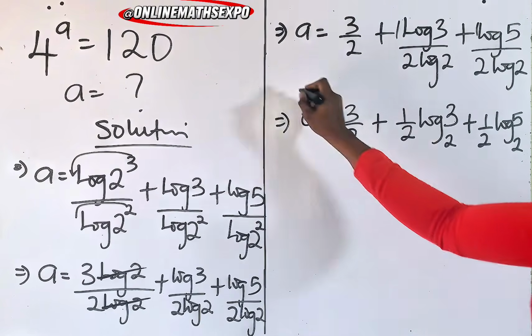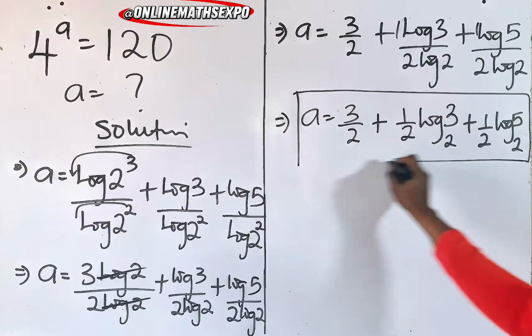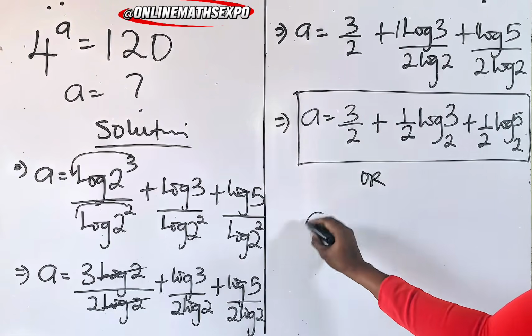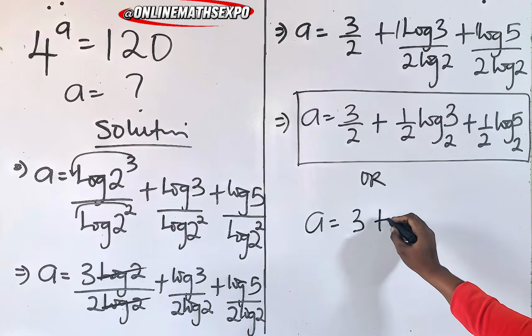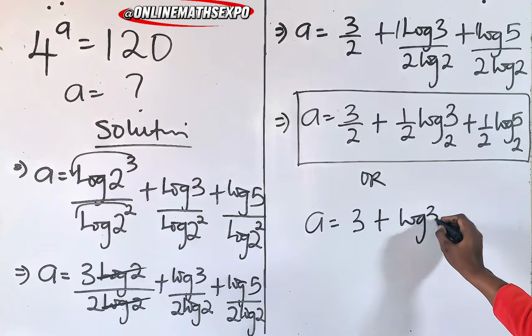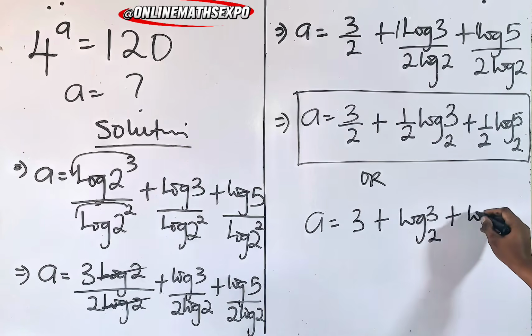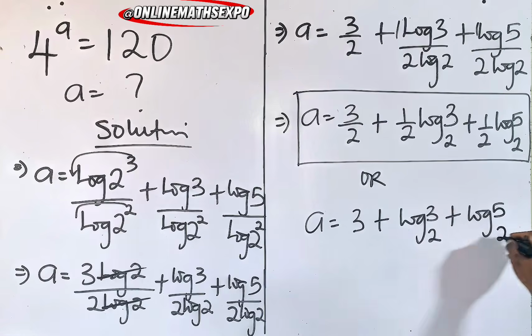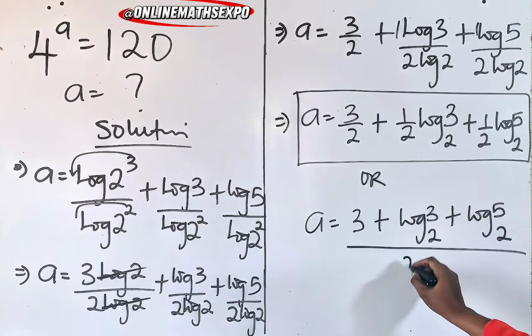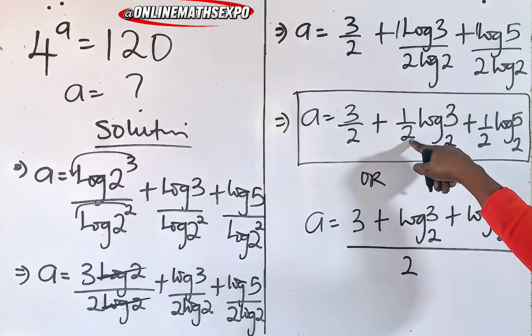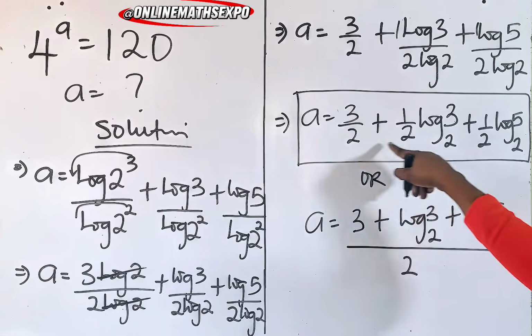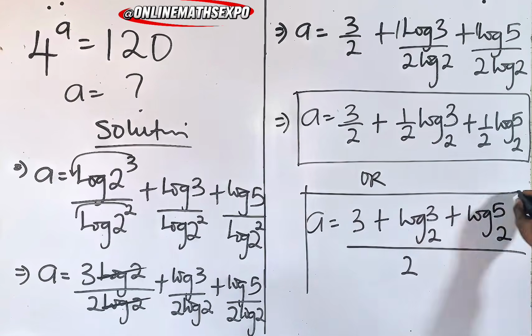You can also write it in this form. You can also write it as A is equal to 3 plus log 3 base 2 plus log 5 base 2, divided by 2. You see that they all have denominator of 2. So this is also another form of our value of A.